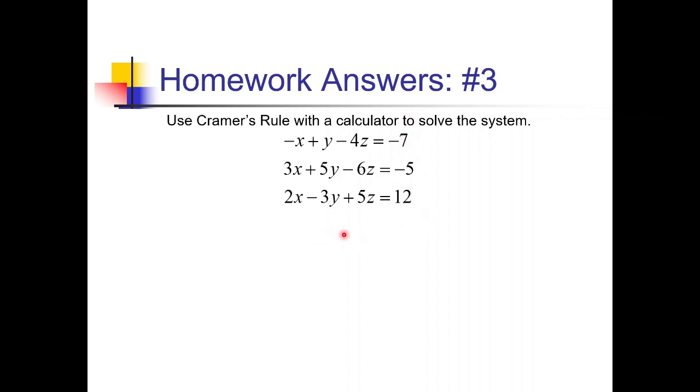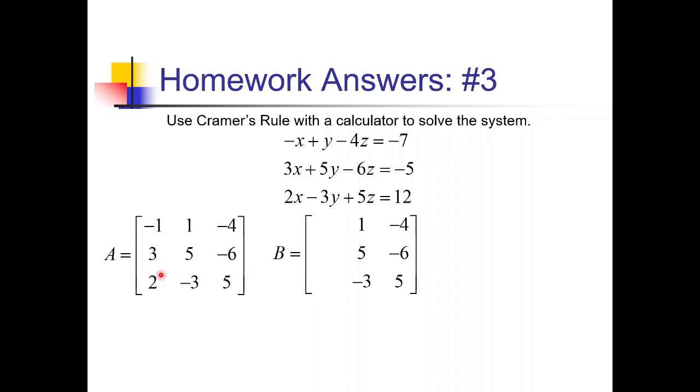So let's start with our coefficient matrix. We've got -1, 1, -4, 3, 5, -6, 2, -3, and 5. So just all the coefficients from the variable part of my system of equations. And now let me do a B matrix where I keep basically all this stuff, except I'm going to replace this x column with my constants, -7, -5, and 12. Next up, I'll do a C matrix where I keep all this stuff, but I swap out the middle column, and I'll put the constants in there now.